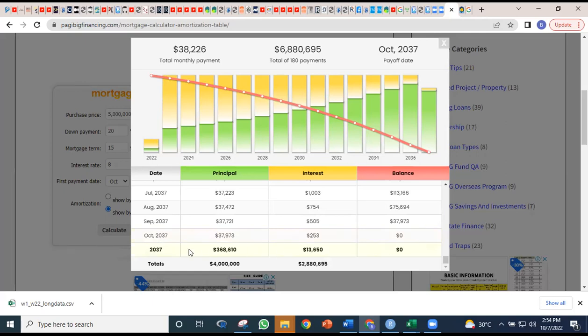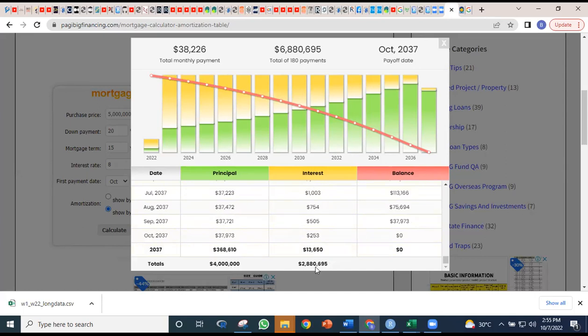October, so by October, kasi November tayo una nagbayad, October 2037, paid off na tayo. So that was our last payment, okay? And then our balance at that time, October 2037, will be zero already. Okay, and then we added all the principal payments, 4 million. Of course, we expected that yung 4 million kasi yun talaga yung principal na babayaran natin.